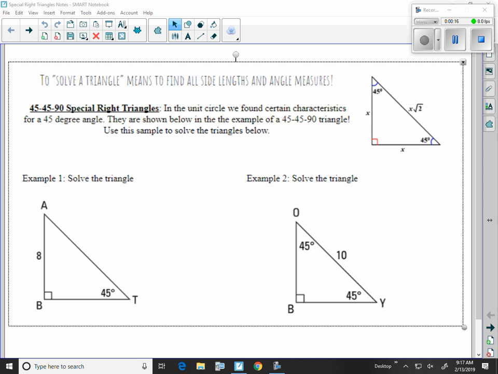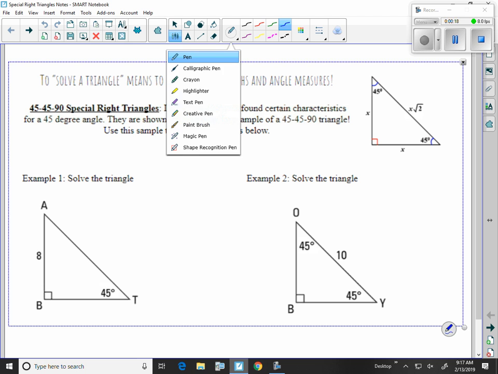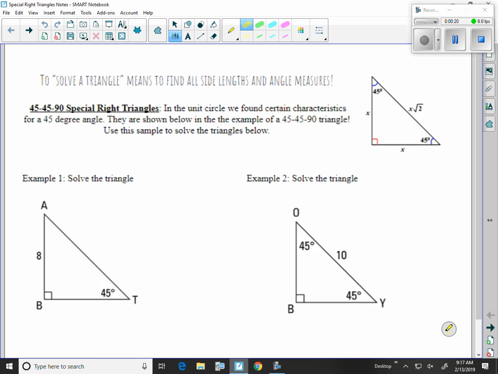So when you see the words solve a triangle, or when it says solve the triangle, that means that you need to find all the angles and all the sides. Now, when we're dealing with 45, 45, 90 triangles and 30, 60, 90 triangles, you're pretty much already going to have the angles. You just have to find the sides. So let's start with the 45, 45, 90.